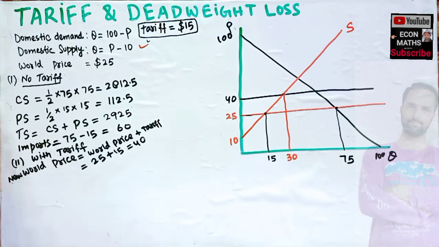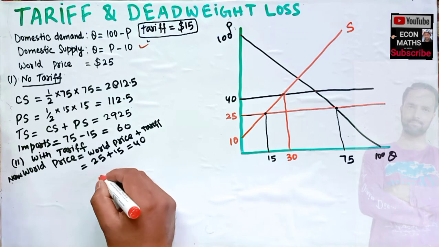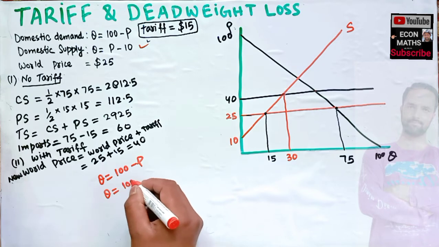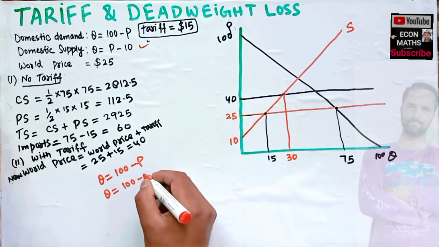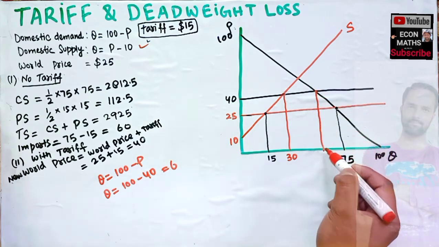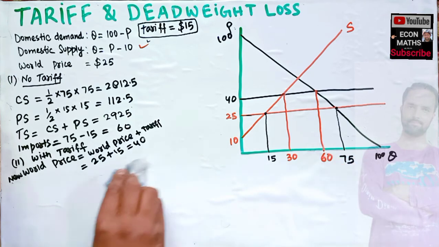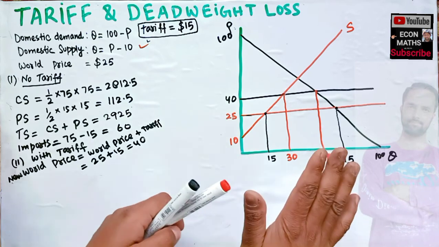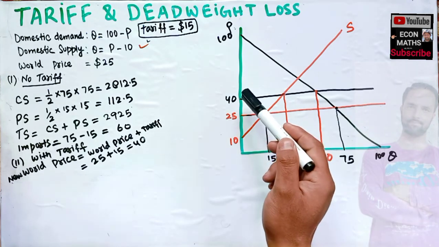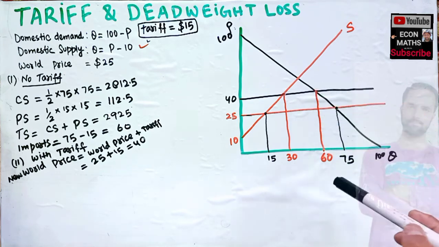And what is the demand at 40 as price? Just plug in here. So q is equal to 100 minus p. This is our demand function. So q will be equal to 100 minus 40, this gives us 60. Corresponding to this we have 60 as quantity demanded. I hope I am making myself clear. So when price is 40, quantity supplied is 30, and quantity demanded is 60.